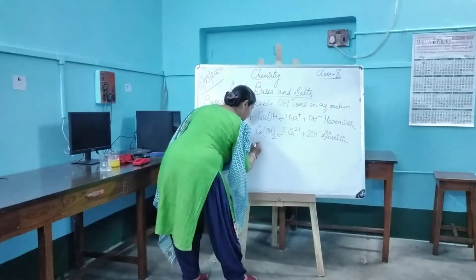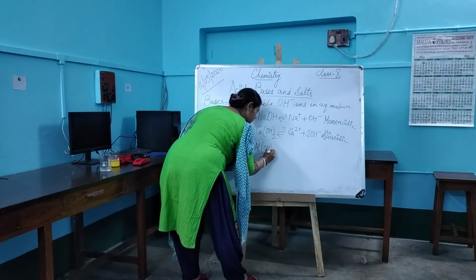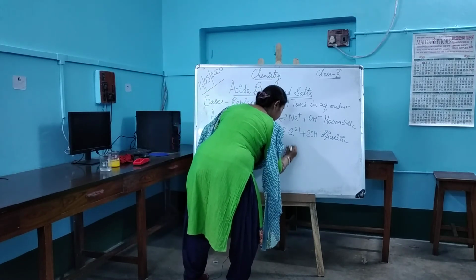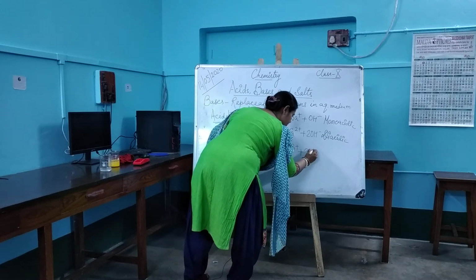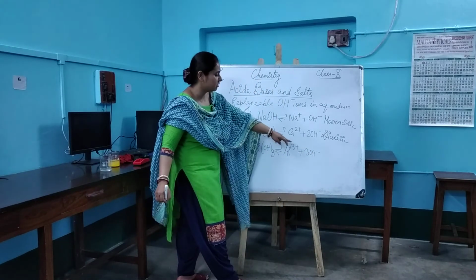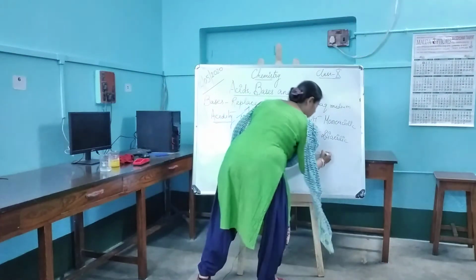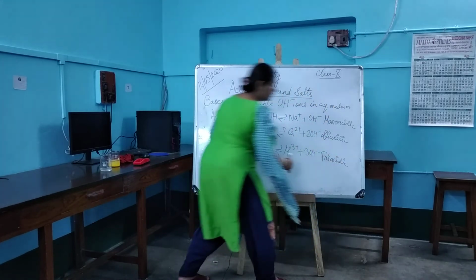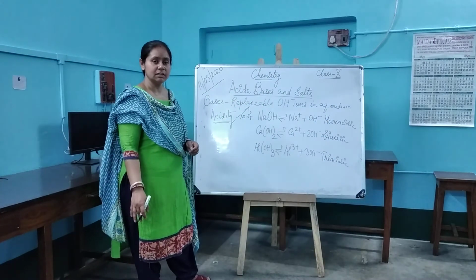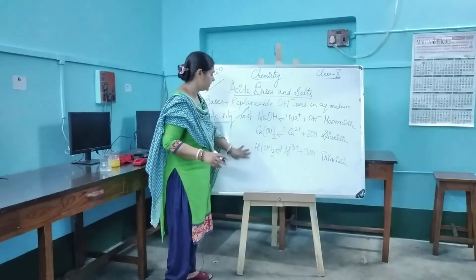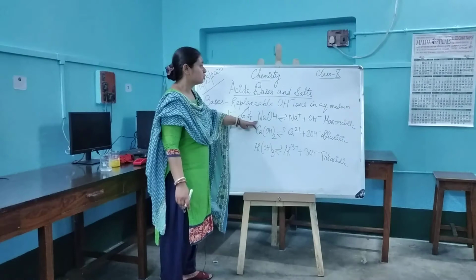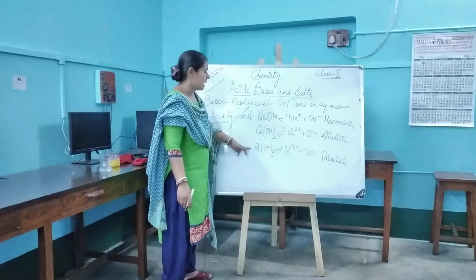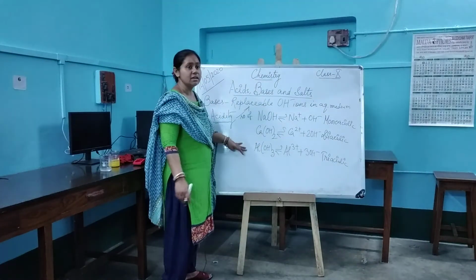The next one we have is aluminium hydroxide, Al(OH)3. What will we get over here? Al3+ and 3OH-. So how many replaceable hydroxyl ions do I have? Three. So this will be called a triacidic base. Is everybody clear? Look at the examples for the bases: sodium hydroxide is monoacidic, calcium hydroxide is diacidic, and aluminium hydroxide is triacidic.